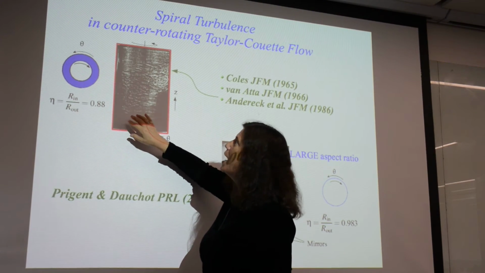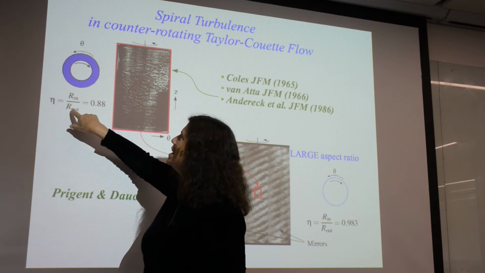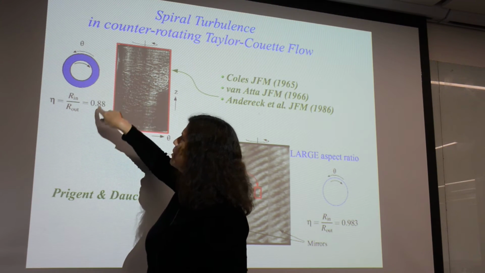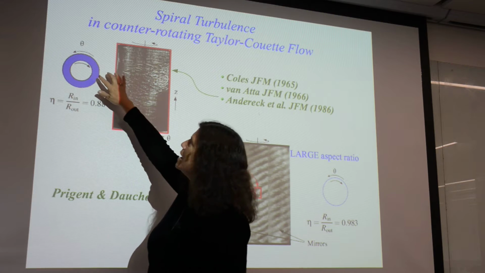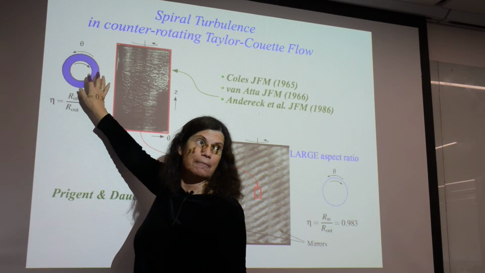That's what you're supposed to see anyway. That's what they saw. And this is in a cylinder, an apparatus that has aspect ratio 0.88, meaning that the ratio of the inner to the outer radius is 0.88. This is approximately to scale.